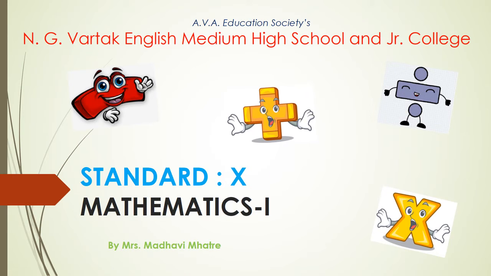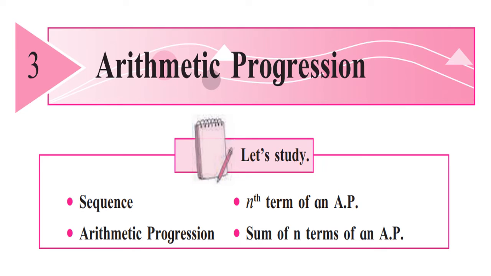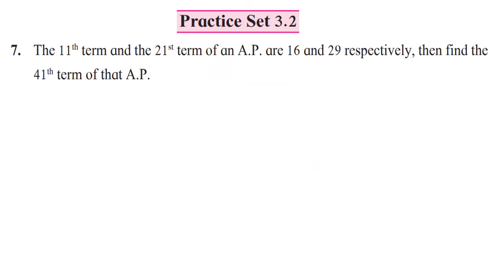In the previous lecture, we started with practice set 3.1 from chapter 3, Arithmetic Progression. Depending upon the formula of the nth term of an AP, that is Tn, we started solving practice set 3.1. Now, let us go ahead in that practice set. Previously, I completed question number 6. Now, let us see question number 7.